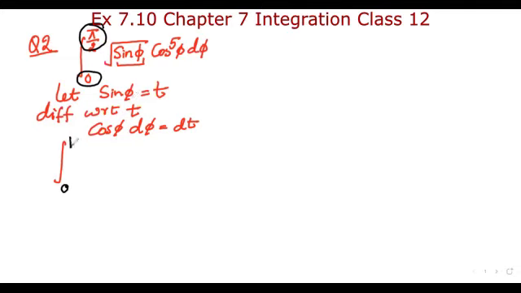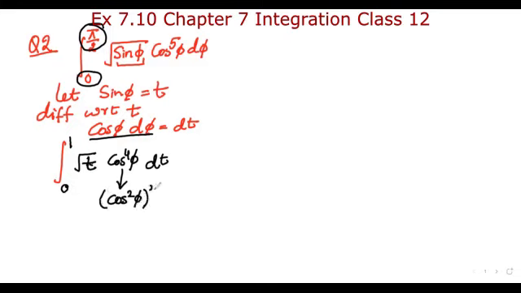So I've changed the limit completely. Then I have taken sine phi as t. So this value will be root t. Then I have cos power 5. Since 1 cos phi d phi will become dt, I'm left with cos power 4 phi. Right? I can write cos power 4 phi as cos square phi, the whole square. And cos square phi is 1 minus sine square phi, the whole square, right? And sine phi I have taken as t.